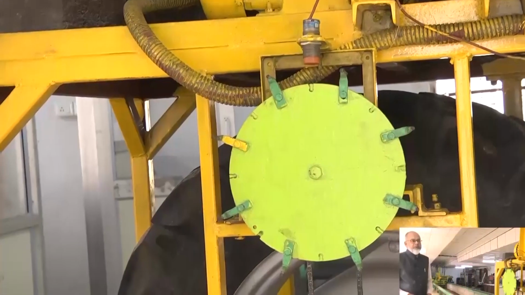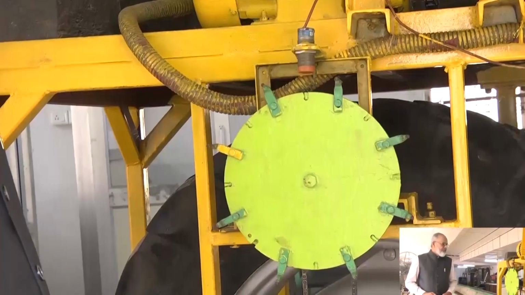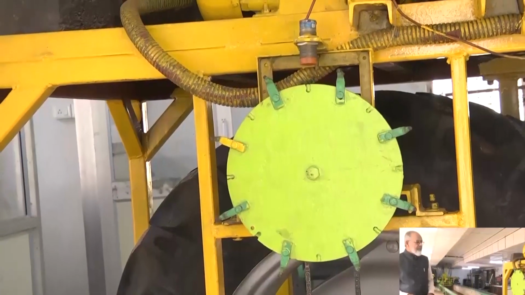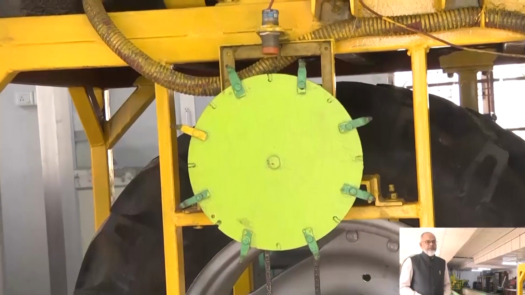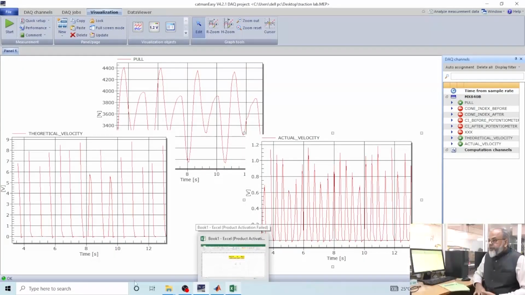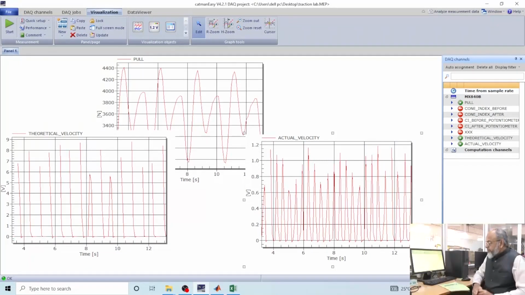So, which is nothing but your theoretical speed. If you know the RPM and the rolling radius, then omega into R will give you the theoretical speed. 2 pi n will be the omega and R is the rolling radius. Per revolution there will be 8 pulses, and knowing the time and the pulses, we can find out the RPM. For measurement of pull, we need to know the pulses related to actual velocity, and the pulses related to the theoretical velocity.